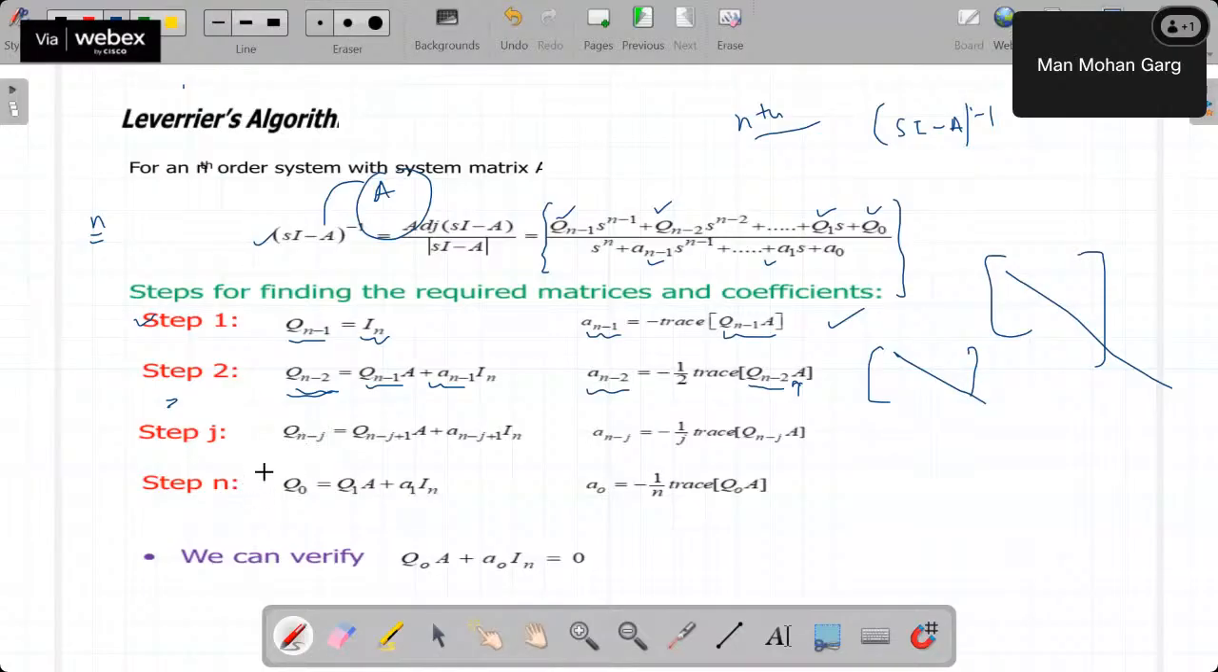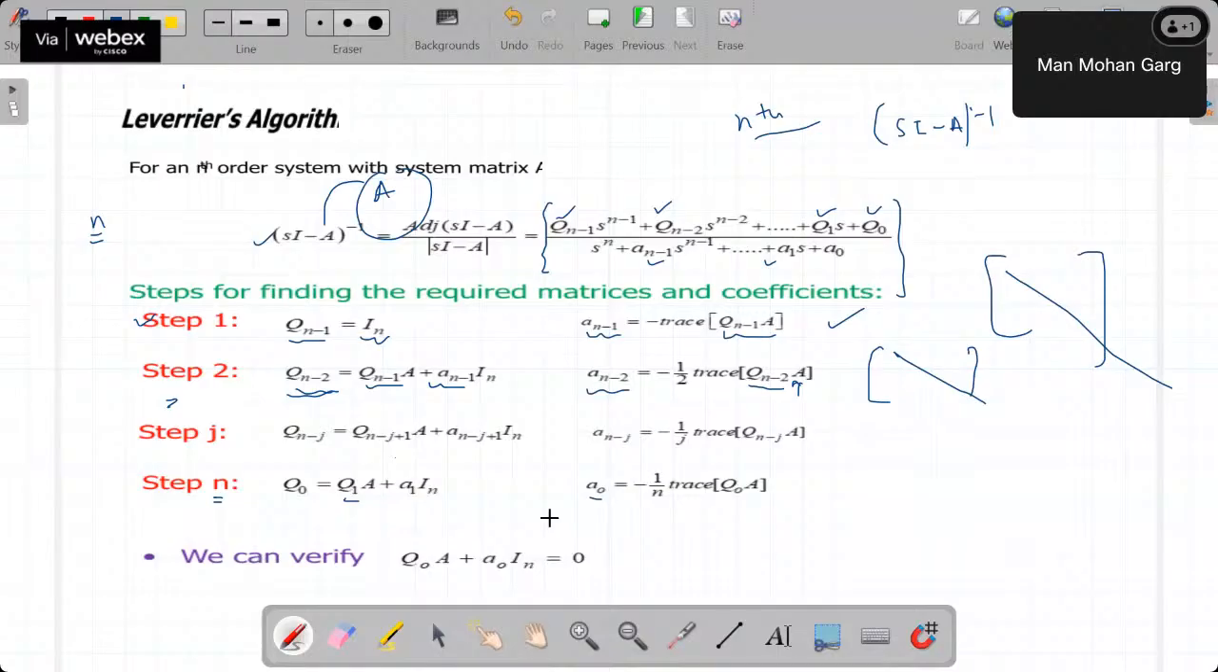In the last, nth step, Q naught is Q1 A plus A1 In. Q1 we must have obtained in the previous n minus 1 step, and A1 also in the previous step. Finally, A naught is equal to minus 1 upon n trace of Q naught A. In this way we got all the coefficients and all the matrices.